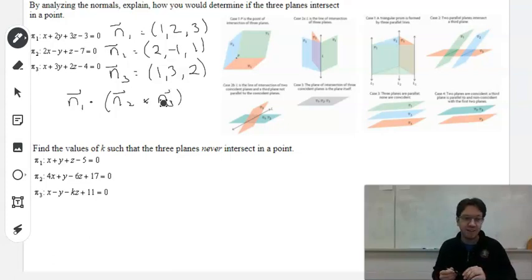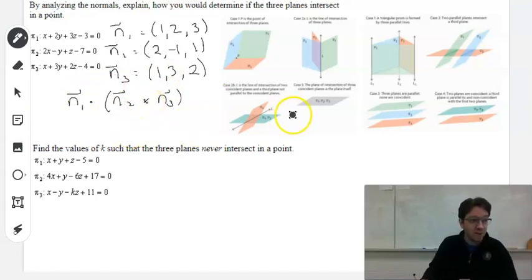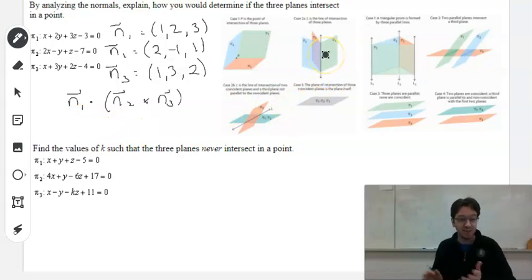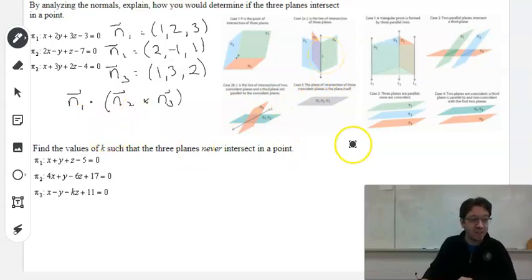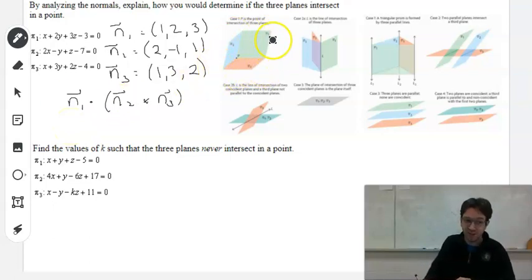So this is a great test. If we do this triple scalar product and we get that it's equal to 0, we know that it can't be these situations. The only situation, if you looked at all of these, where that triple scalar product would not give you 0 would be that first situation. So that's how we're going to tackle this problem.